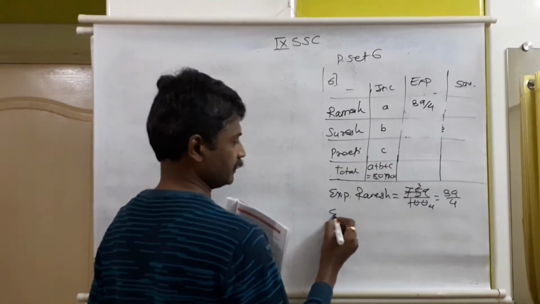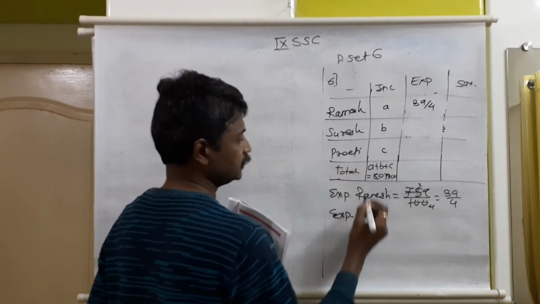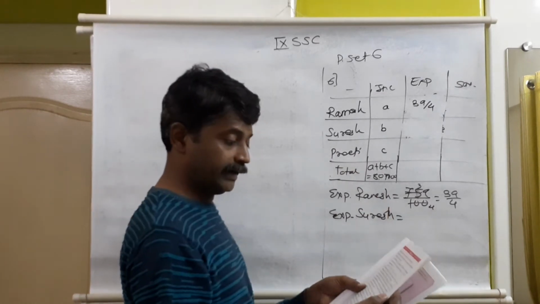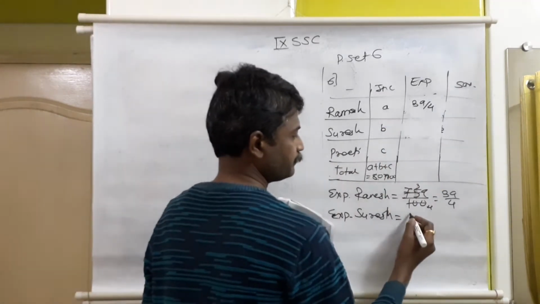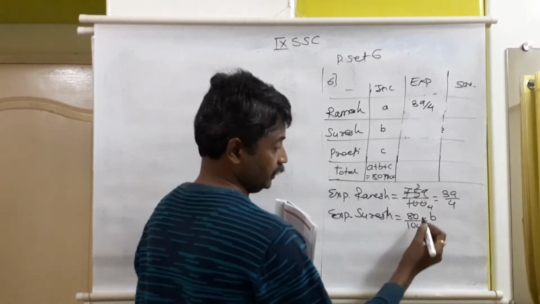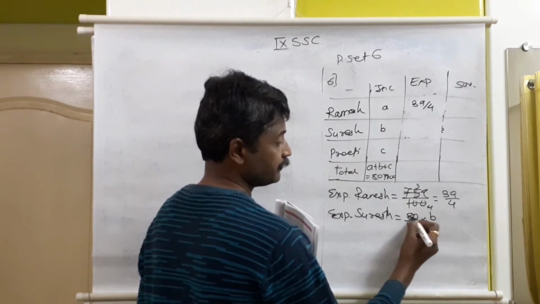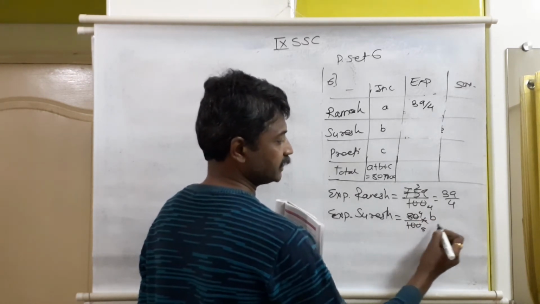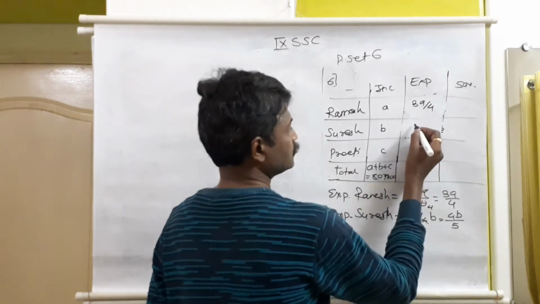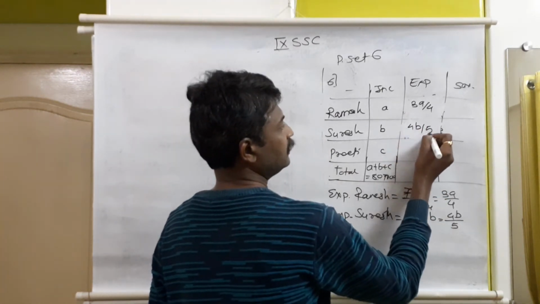For the second person, the expenses for Suresh. For Suresh, the expenses are 80% of B. 80% of B means 80 upon 100 into B. 0 will get cancelled, 4 4s are 16 and 4 5s are 20, so 4 upon 5 into B, so it can be 4B upon 5. So for Suresh, it is 4B upon 5.